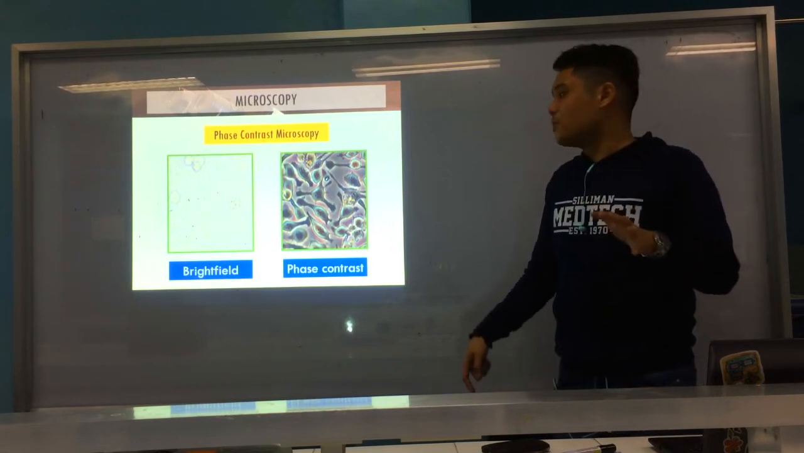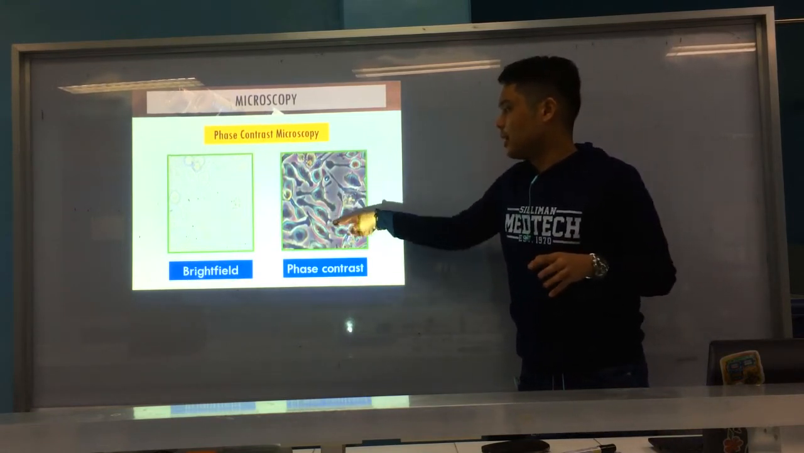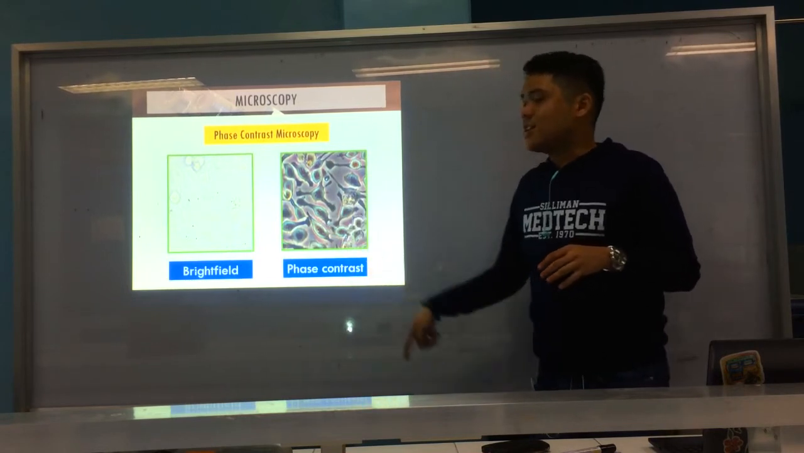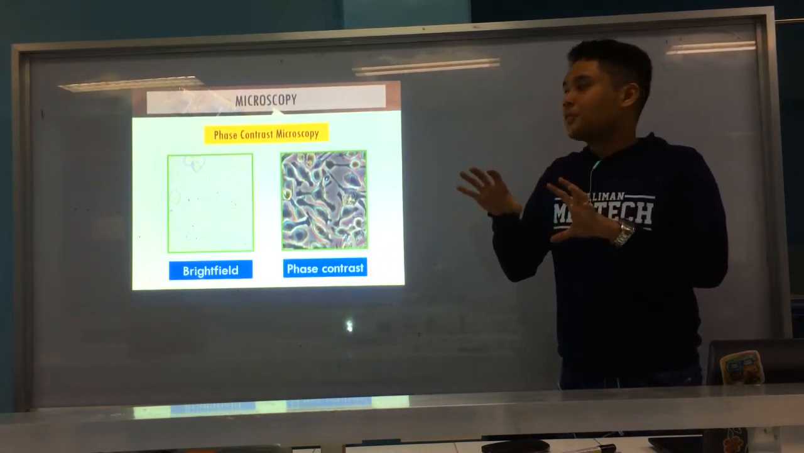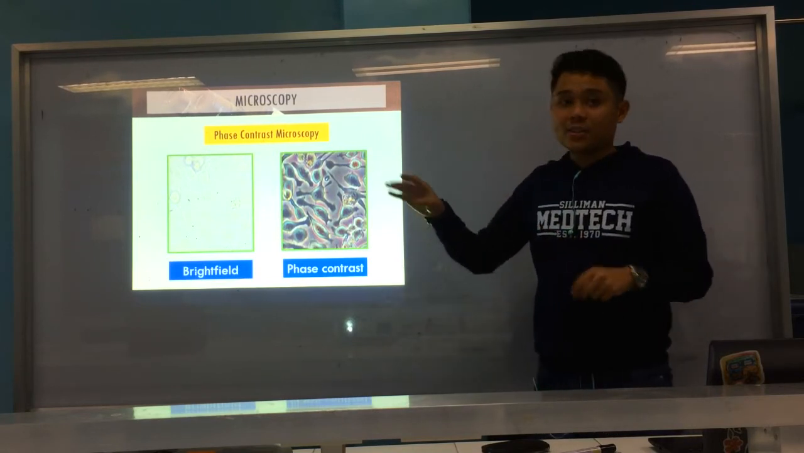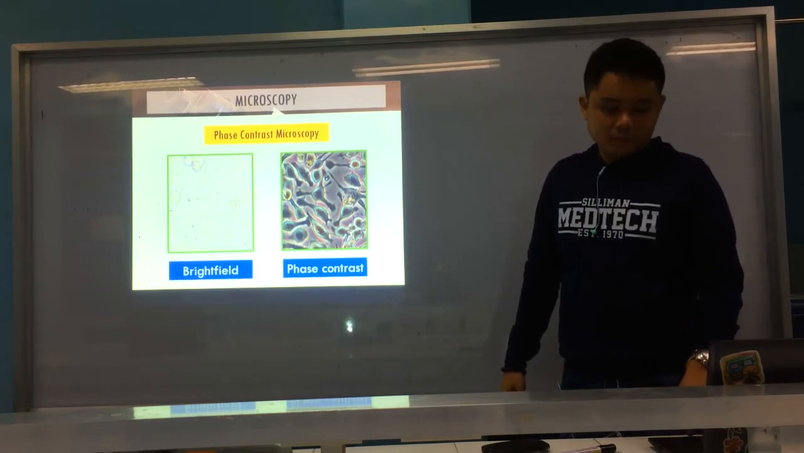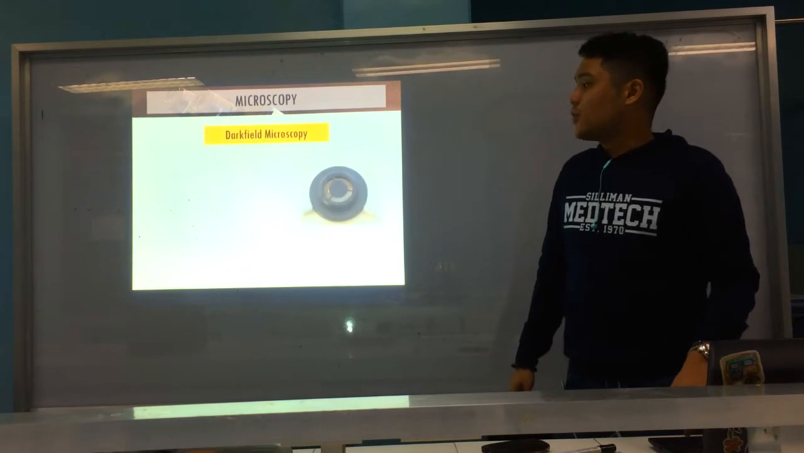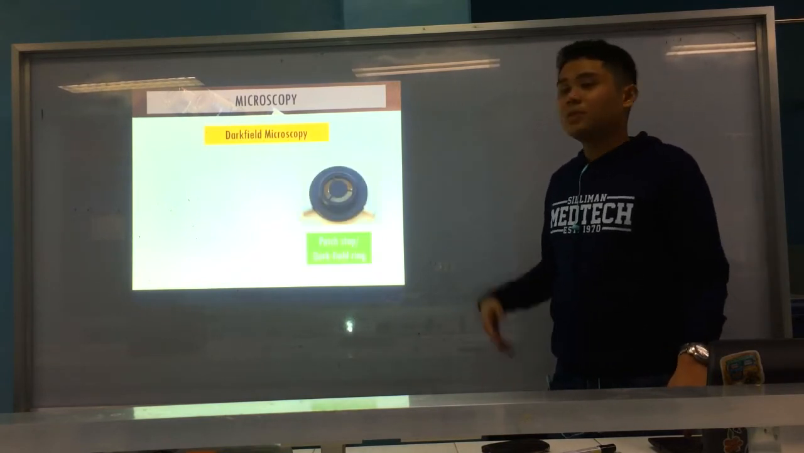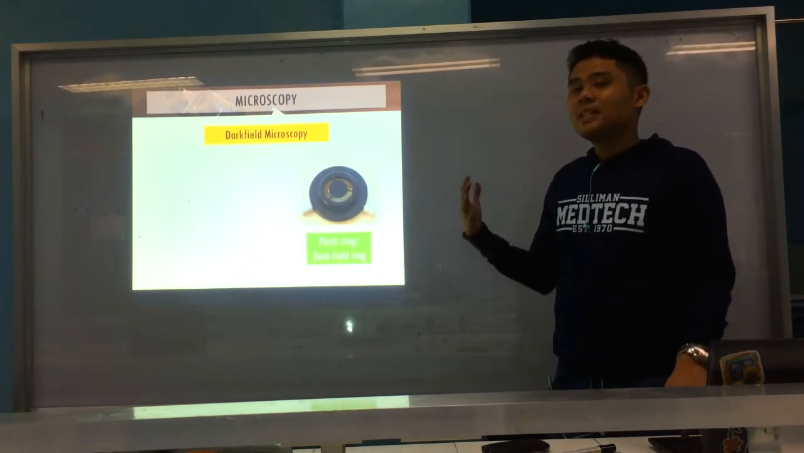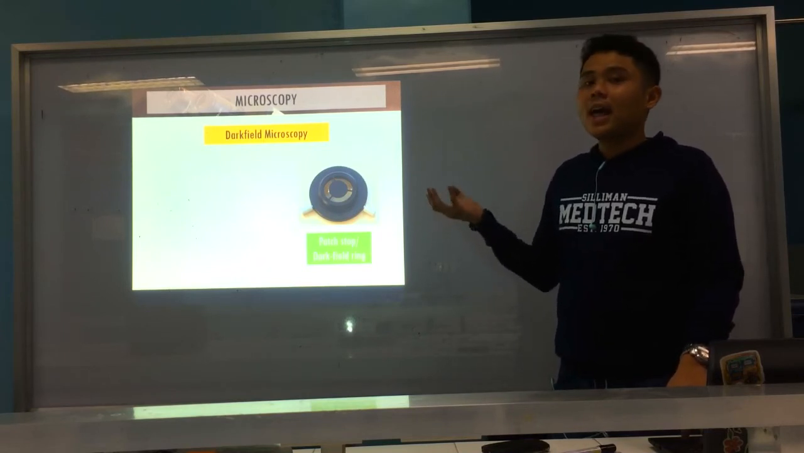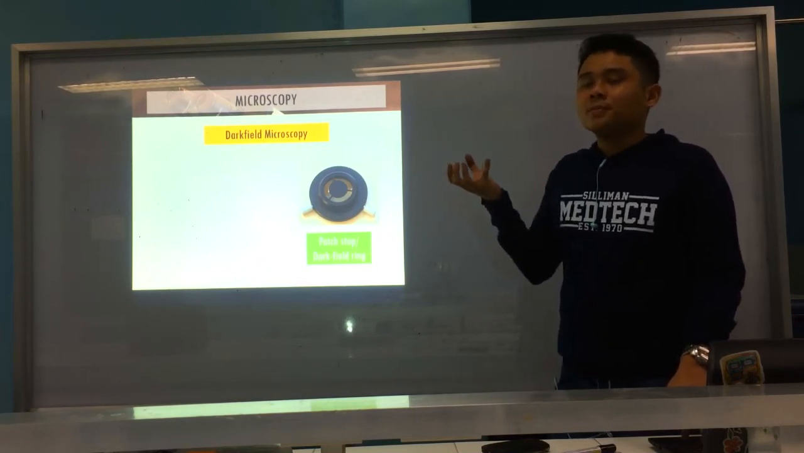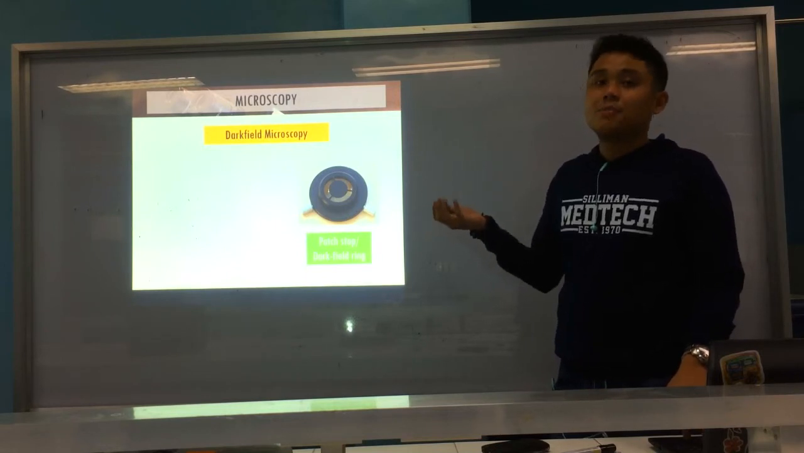So again, a halo of light in the background of the specimen or the structures. That's again phase contrast microscopy. Okay. Now for dark field, when you say dark field, it's actually the opposite of bright field. Basically, the background is dark. Therefore, your organism or the specimen or the cell under study is bright, okay?